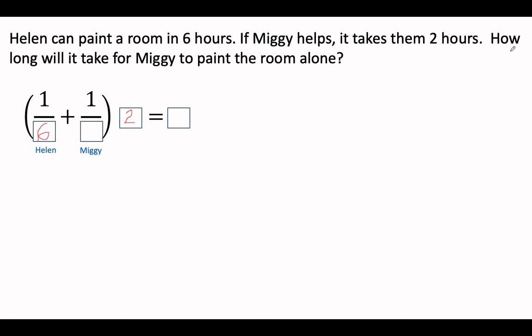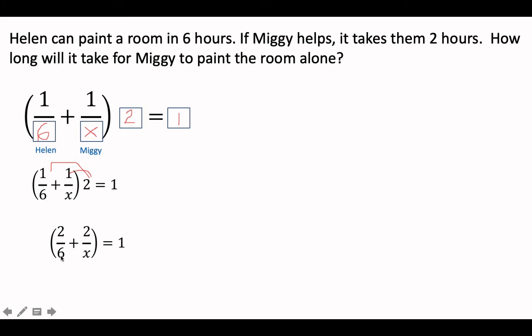And in our question, how long will it take for Miggy to paint the room alone? This one will be Miggy's rate if he works alone. Since they're working on the same job, we're going to write 1 here. Okay, so we're going to write down this 1, and this will be our working equation. So we will simply distribute 2 to each of them. So 2 times 1, 2 times 1, it becomes 2 over 6 plus 2 over x is equal to 1.